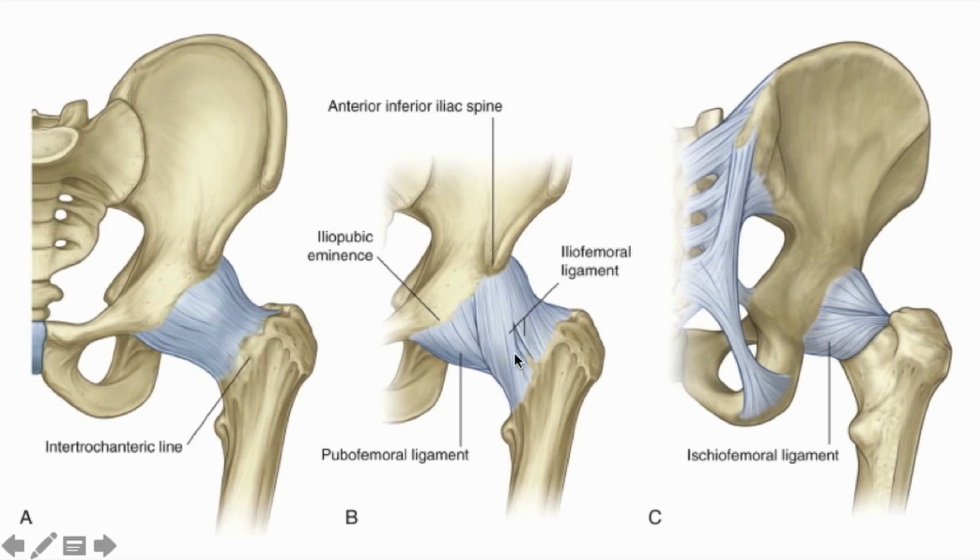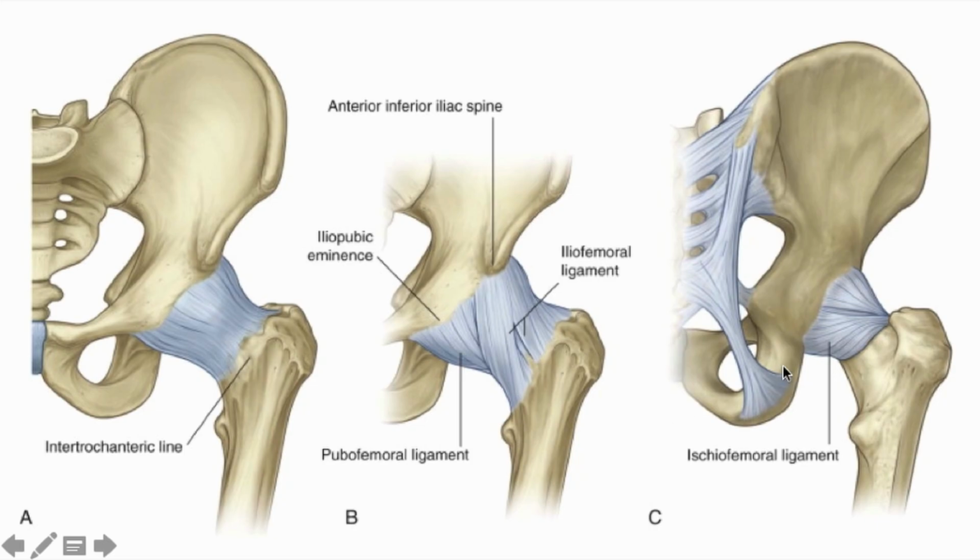The iliofemoral ligament is anterior to the hip joint and is triangular shaped. And we have the pubofemoral ligament, which is inferior to the hip joint. It's also triangular in shape, with its base attached medially to the iliopubic eminence right here, and adjacent bone and obturator membrane. Then we have the ischiofemoral ligament posteriorly, and it reinforces the posterior aspect of the fibrous membrane.